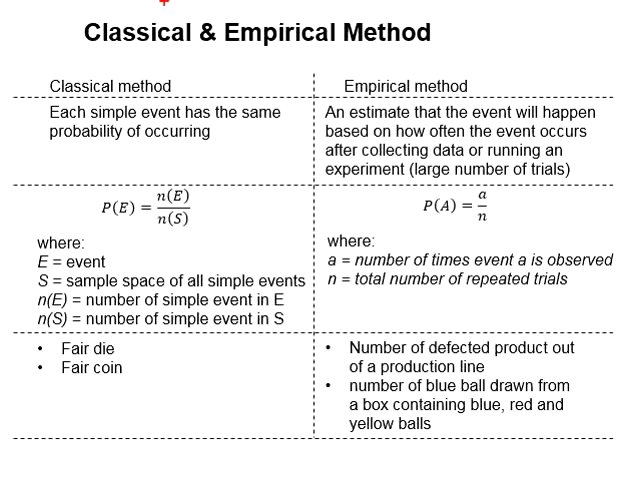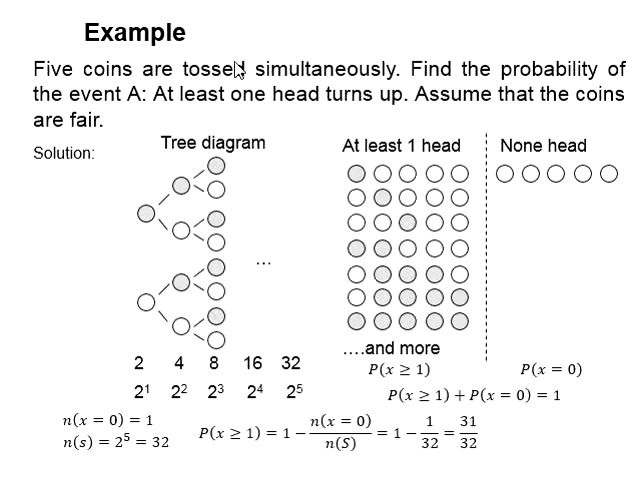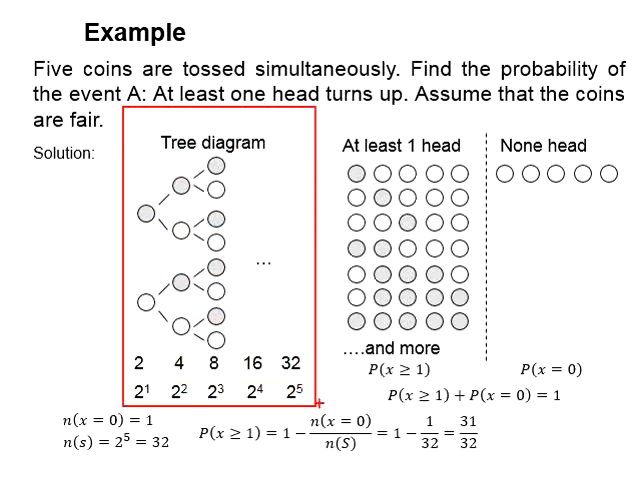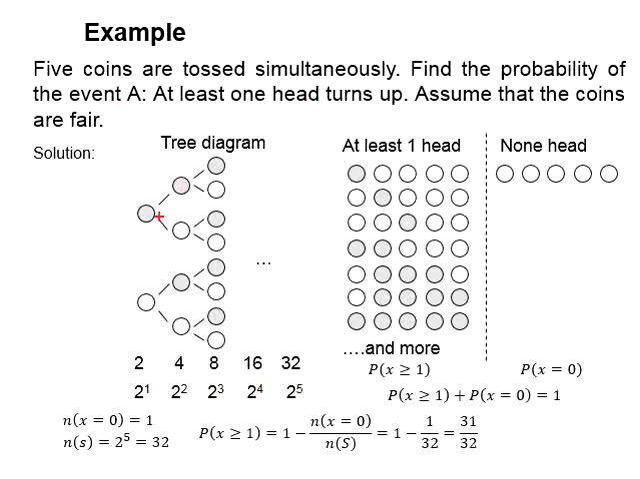Based on the principles of probability, it will be equal to the number of events divided by the number of space. First, we determine the number of space. This can be determined through the tree diagram here. Assuming the shaded circle represents the head while the blank circle represents the tail.